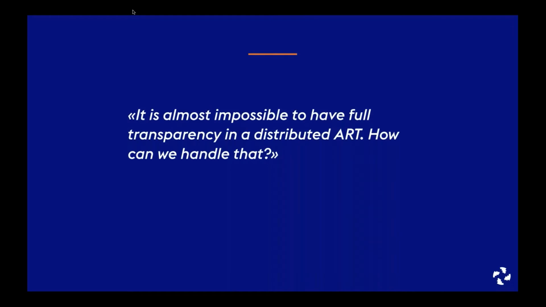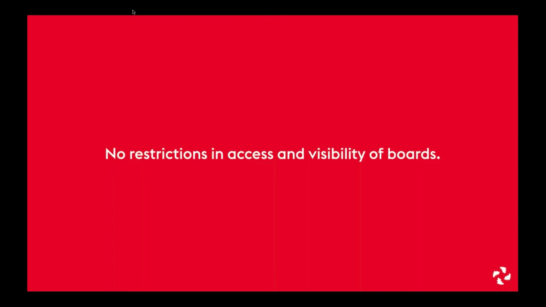Then we heard a lot, it is almost impossible to have full transparency in a distributed ART. How can we handle that? So the PI planning app is open to everyone. That means, for example, let's say Team A can visit the team board and planning progress of Team B, and the other way around, of course. And they can also alter everything on every board, just like in a physical environment.